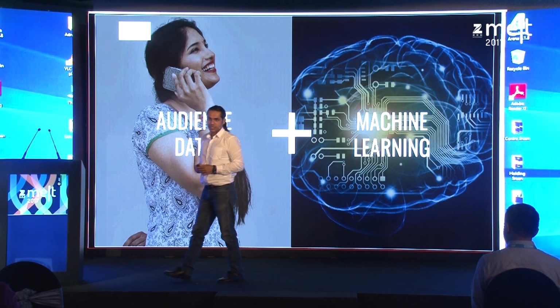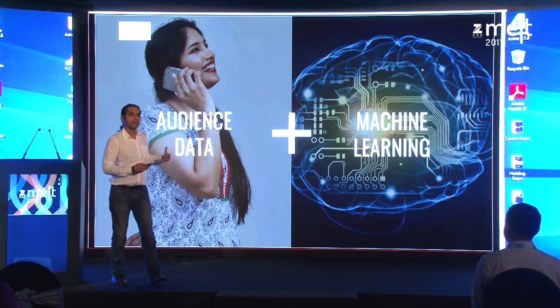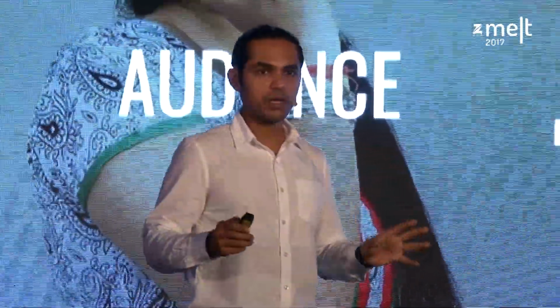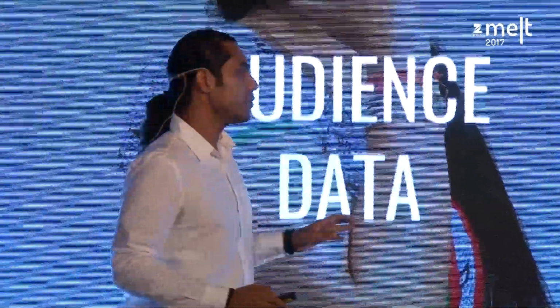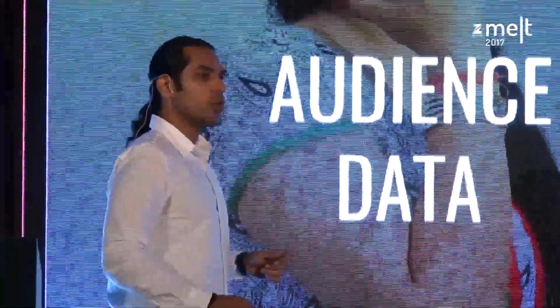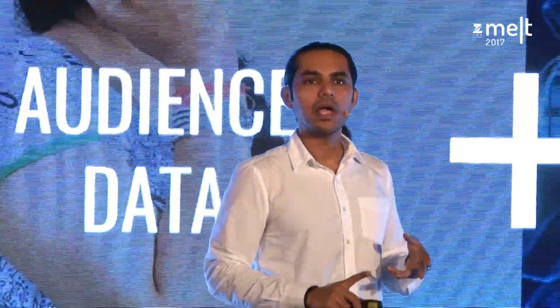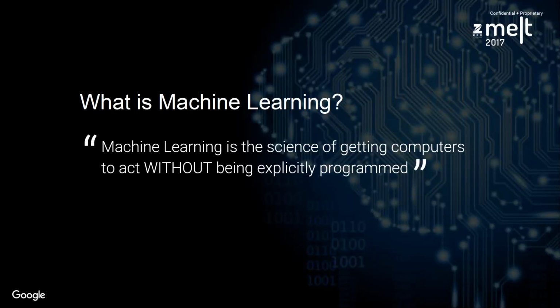machine learning. This is going to be the crux of my presentation, that you can today use audience data, first party, second party, third party, fourth, fifth, sixth, no matter how many parties you have, there is audience data, there is data available, and you can apply machine learning to be able to reduce complexity, get scale, and get ROI. But what is machine learning? Machine learning is the science of getting computers to act without being explicitly programmed.